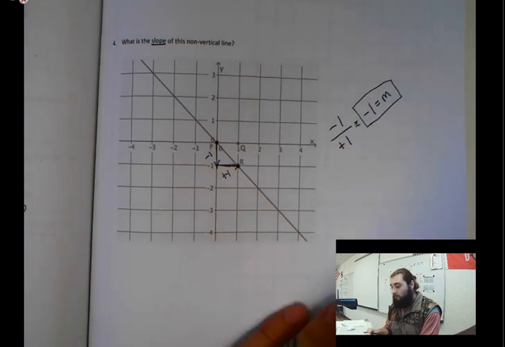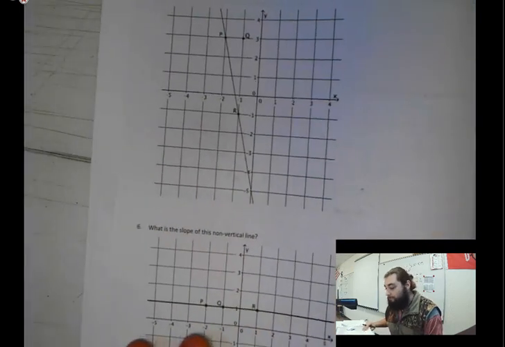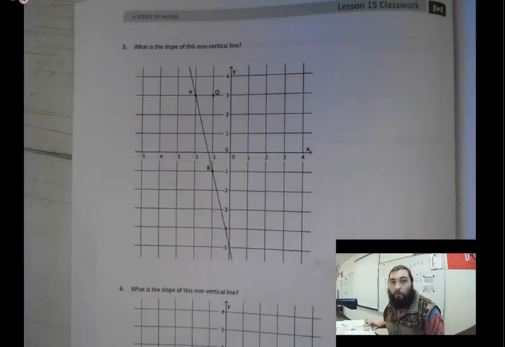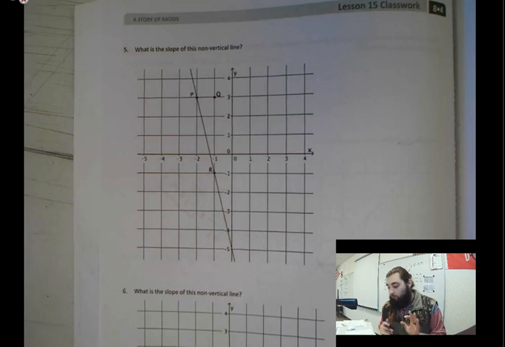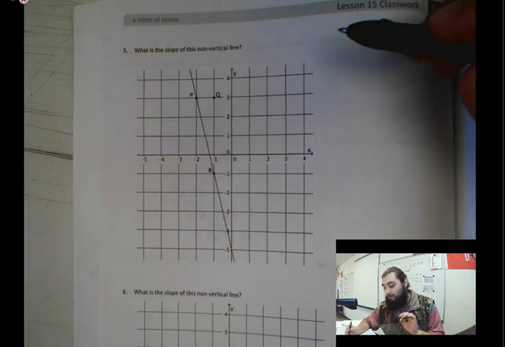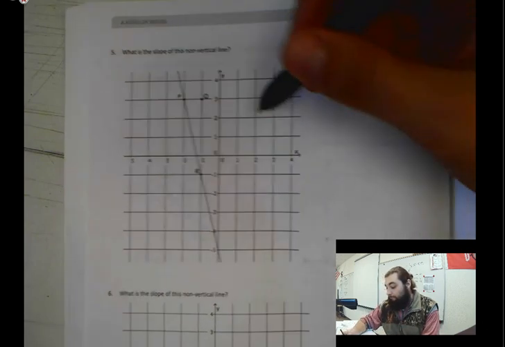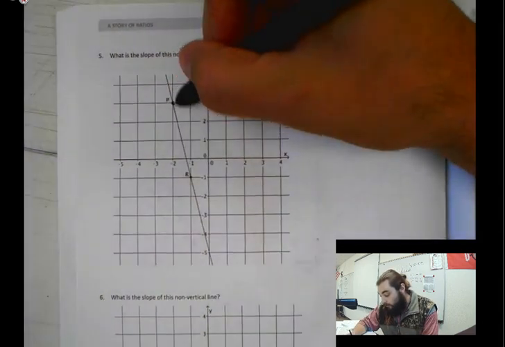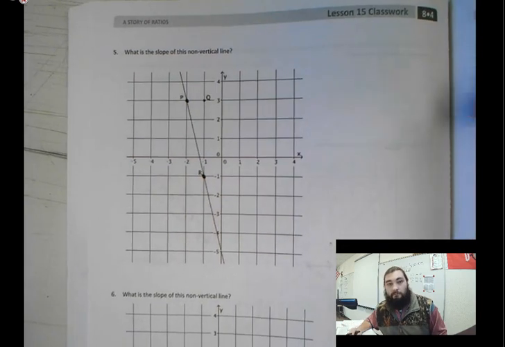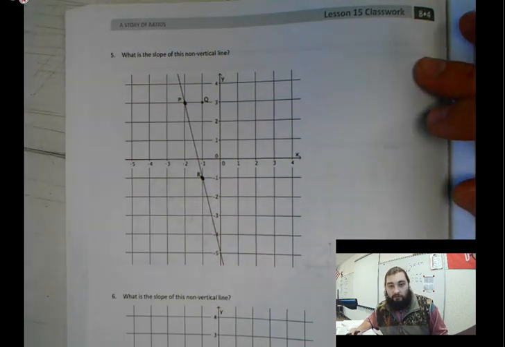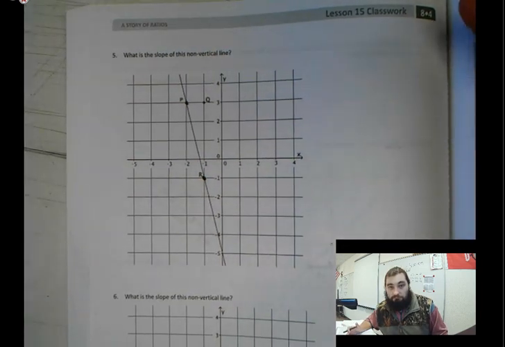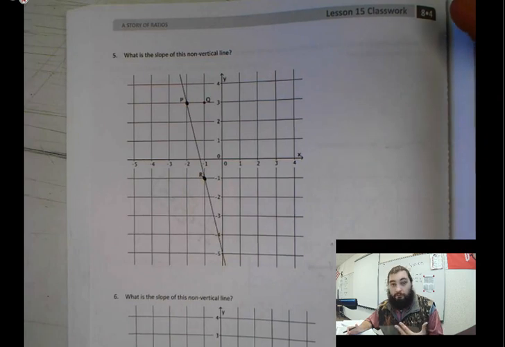Let's take a look at some more examples on the next page, page 162. So before we even get to the slope of this line, we should be able to figure out whether our slope is going to be negative or positive, just by looking at it. So when we're going from point P to point R, is that going to be negative or positive? Hopefully you've come up with the answer to be negative.